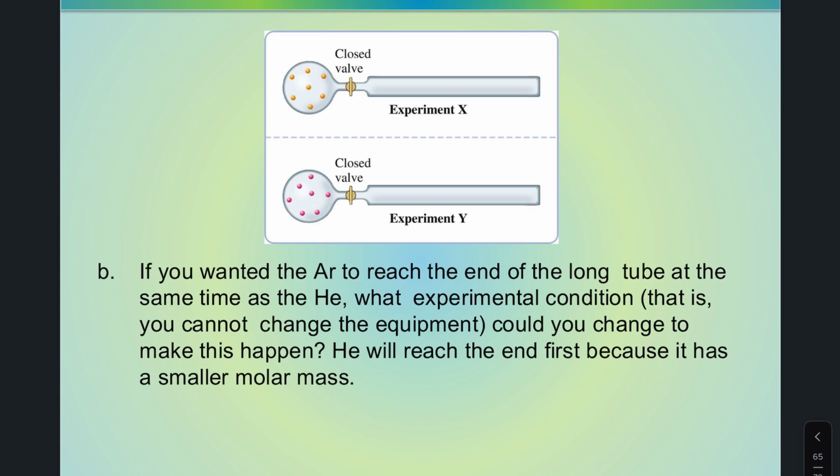If we wanted the argon to reach the end of the long tube at the same time as helium, what experimental condition could we change? You cannot change the equipment, so we couldn't make this just a shorter thing over here. That wouldn't work. What could we change, though, that might make that happen? I'll give you a second. Go ahead and think about it.